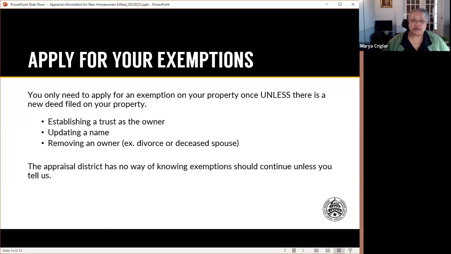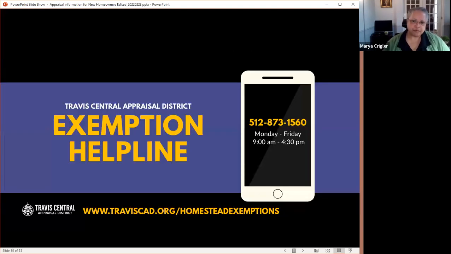So those are some of the common reasons why property owners will see their exemptions being removed, and it's because new deeds were filed. Again, you just have to let the appraisal district know that the exemption should be continued, and let us know that you're doing it for estate planning, you're the beneficiary, or it's a divorce, send us a copy of your divorce decree, or your spouse died, send us a copy of the death certificate and your marriage license so that we can see that that exemption needs to continue. But generally, the first time that you file for your exemption, unless you do something that's going to reflect a change in ownership, you should not need to reapply.